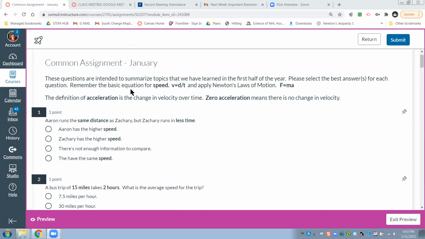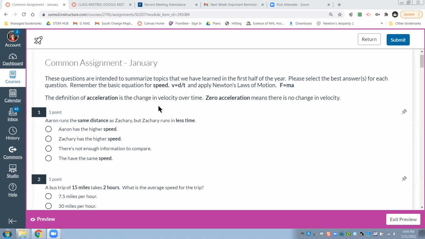Remember that the basic equation for speed is speed equals distance divided by time. We're also going to apply Newton's laws of motion. So remember those. An object at rest stays at rest unless acted upon by a net force. An object in motion stays in motion unless acted upon by a net force. And if it is acted upon by a net force, the mass will accelerate. F equals ma.